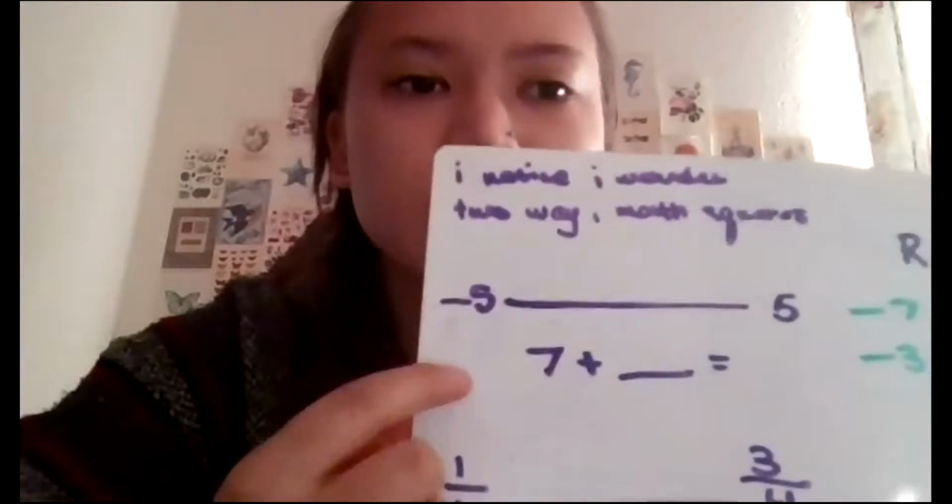Okay, let me ask someone, Daniela, can I call on you to give us one with integers? Yeah, no problem. So I did from -5 to 5. Okay. 7 plus what? 7 plus what equals, okay, nice, good, good, good.